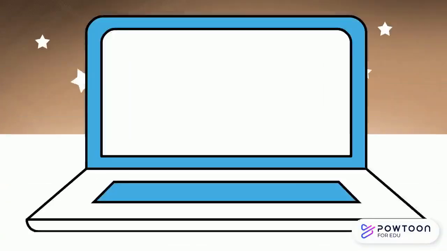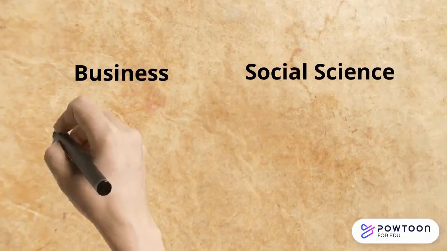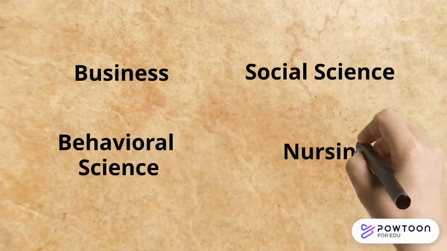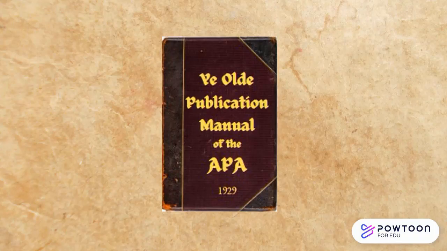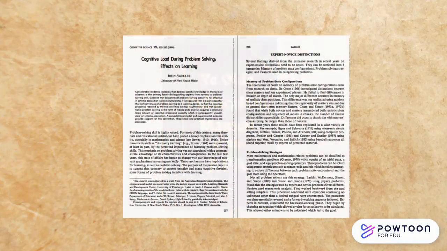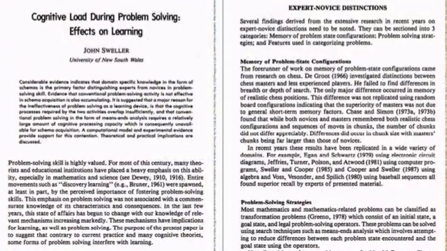APA, or American Psychological Association style, is a set of standards for academic writing that describes uniform citation styles and formats for business, behavioral and social sciences, and nursing. APA style originated in 1929 as a way of establishing a uniform set of guidelines to increase the readability of scientific writing and establish a standard method of scholarly communication.